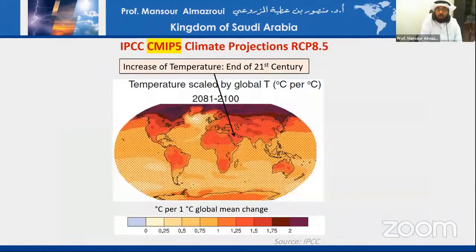So this one is showing what is called the IPCC CMIP5, which shows the projection of the temperature. And you can see here, for the period of 2081 up to 2100, how much the temperature will increase in the future. This one, 0.25, it is going to increase 0.25 degrees, the yellow one. But the red one will increase up to 1.25 or 1.5 degrees in that period. You see the increase is very high. And this region will increase about 2 degrees.